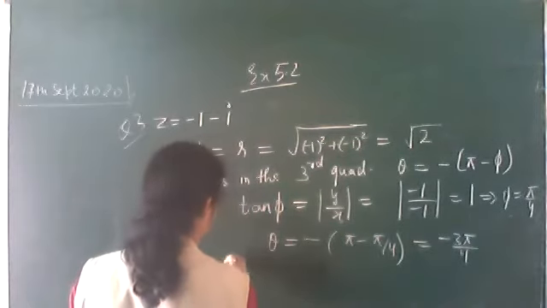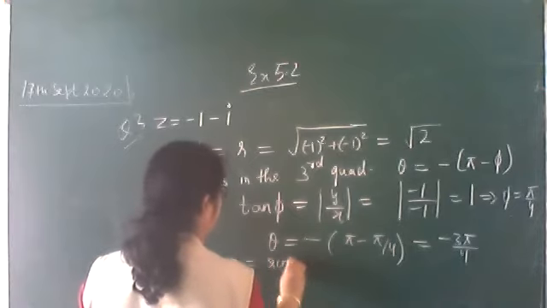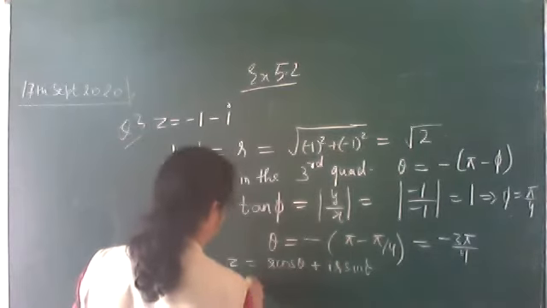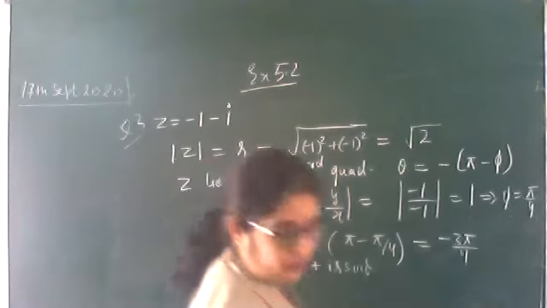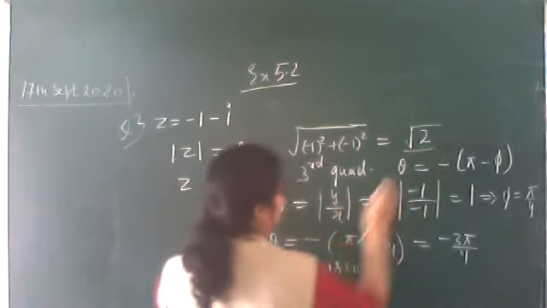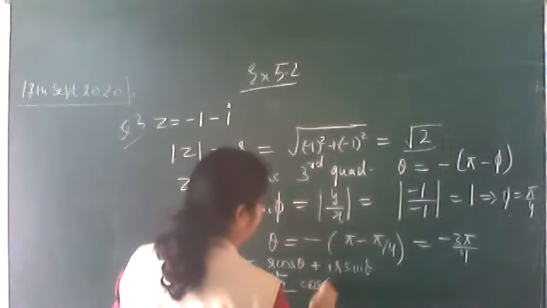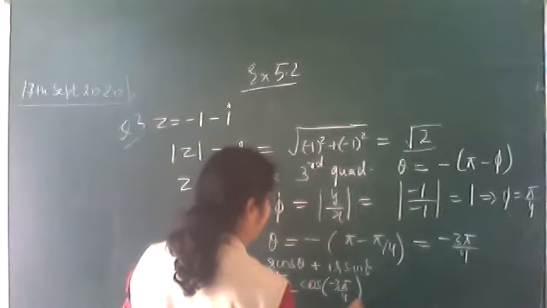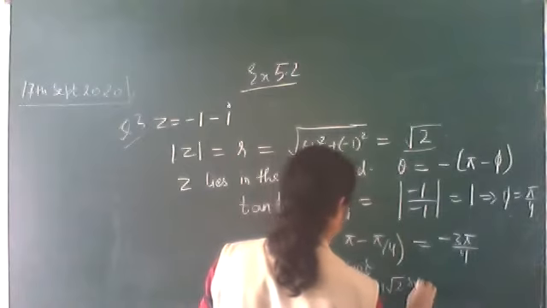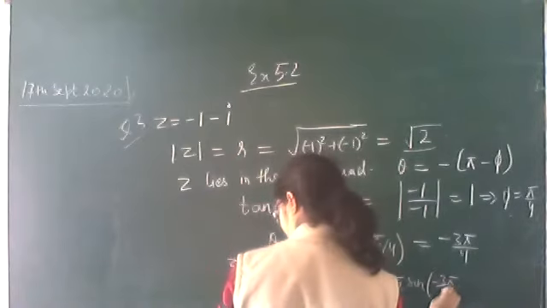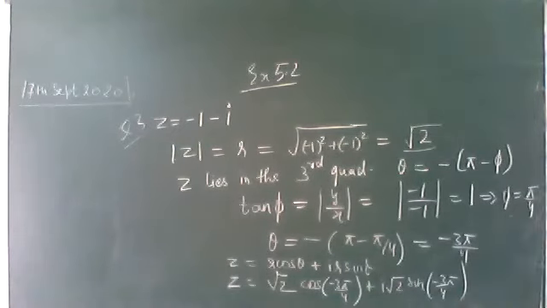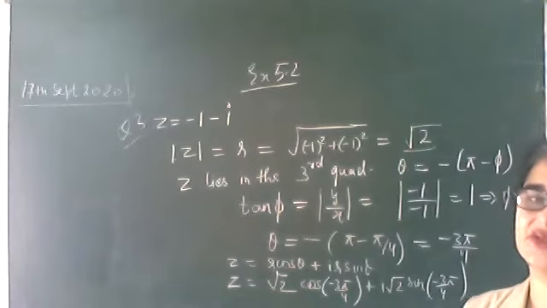So your polar representation is what? Z is equal to r cos theta plus iota r sin theta. So put the values. Z is equal to root 2 cos of minus 3 pi by 4 plus iota times root 2 sine of minus 3 pi by 4. Why root 2? Because the value of r is root 2. Is that clear? This will be your answer. Now if this polar representation is not coming, then also you should know, that's why we have done it.